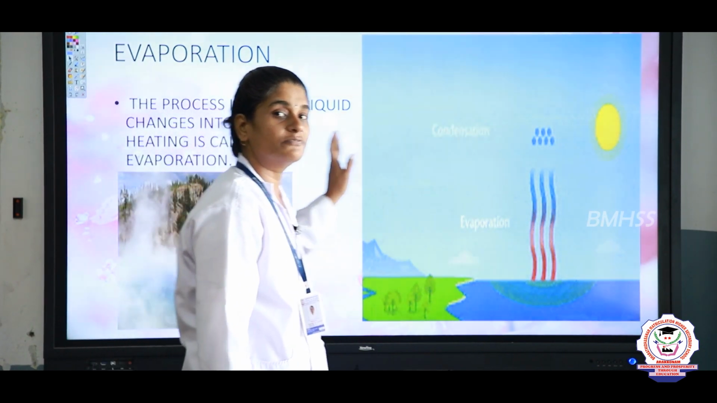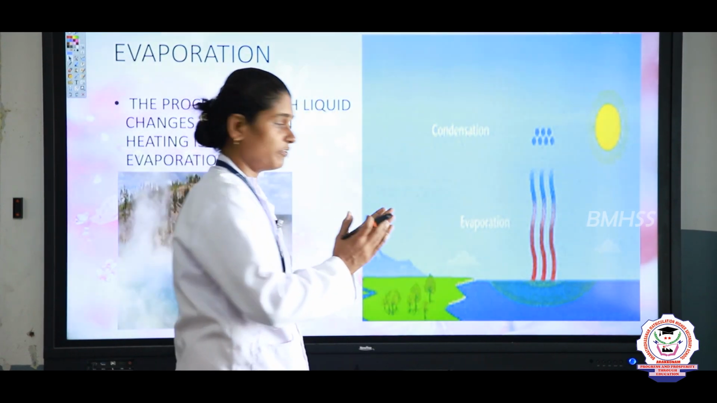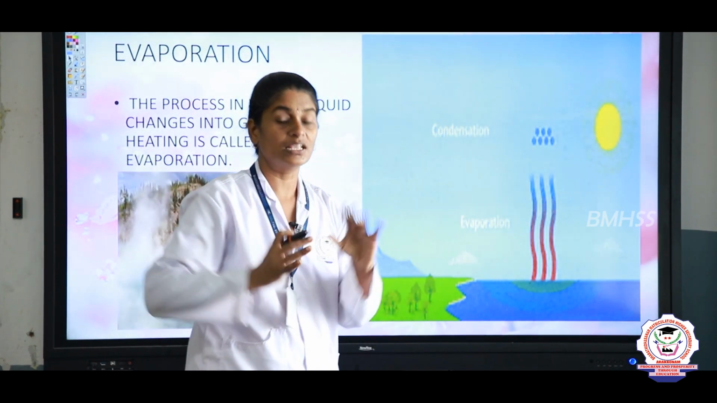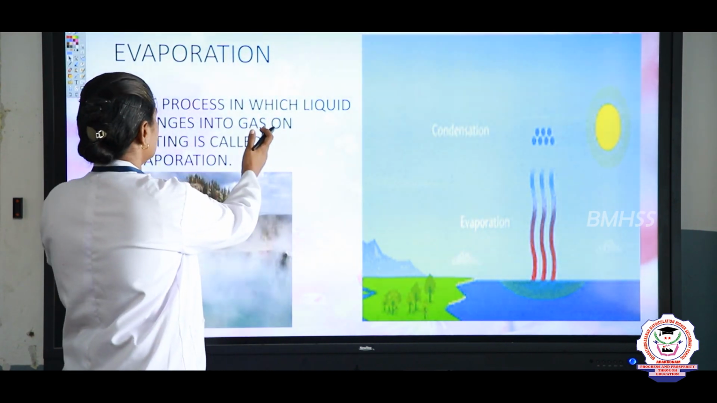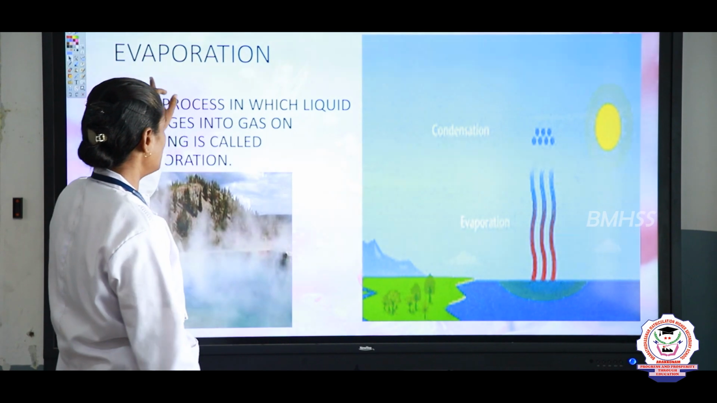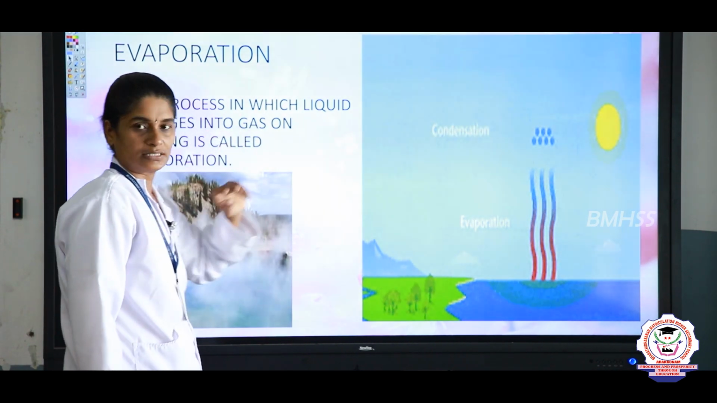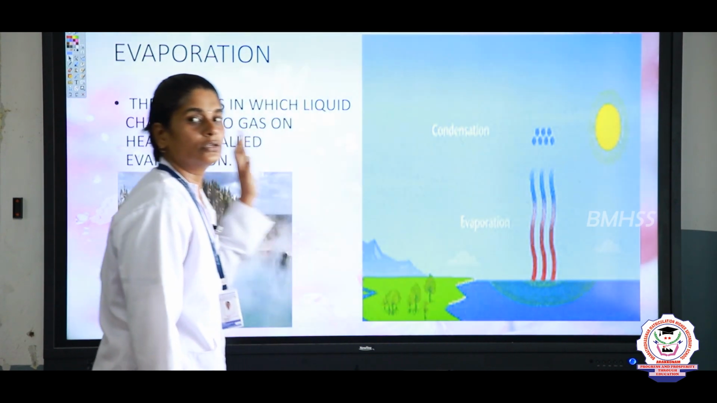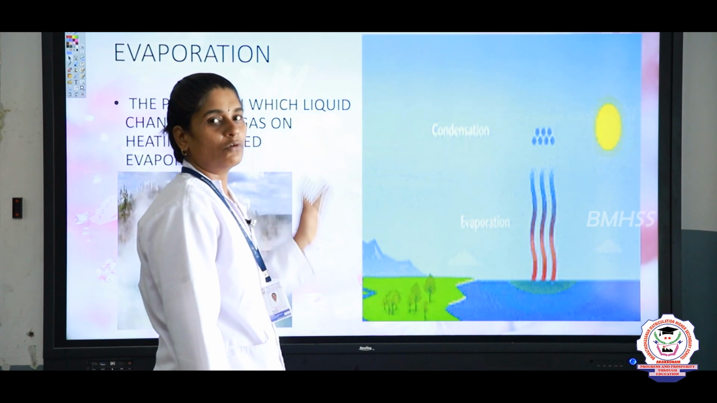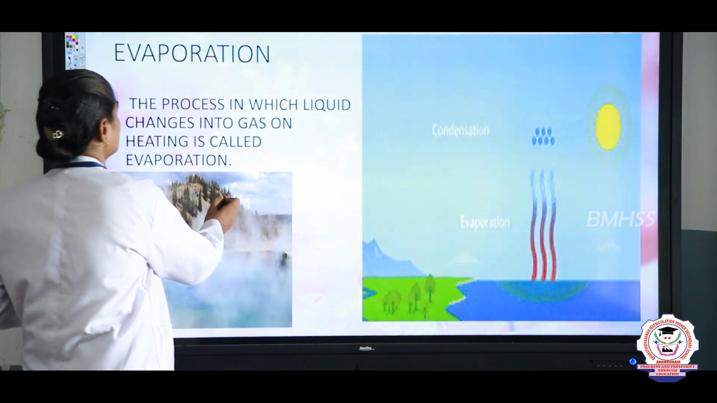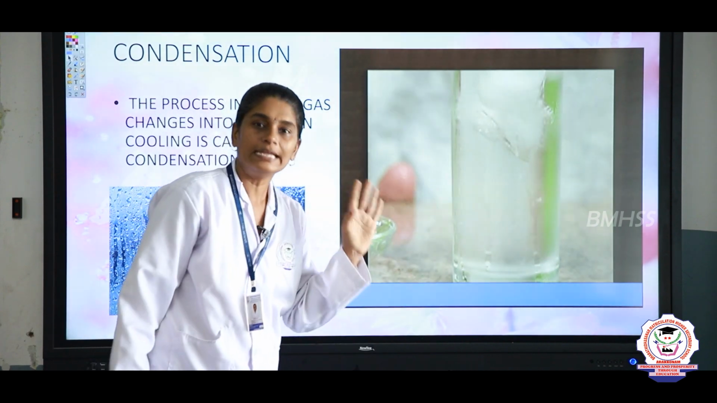So evaporation is faster when the exposed surface is large. When you expose the surface of the water in a larger place, the evaporation will be faster, right? So this process is called evaporation. What is evaporation? Change of liquid into gas. The process in which liquid changes into gas is called evaporation, right?